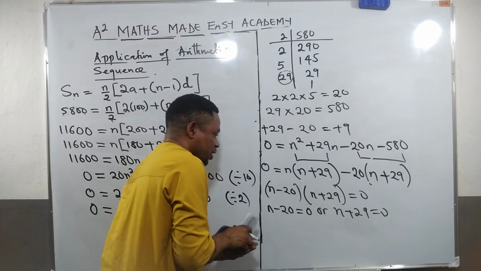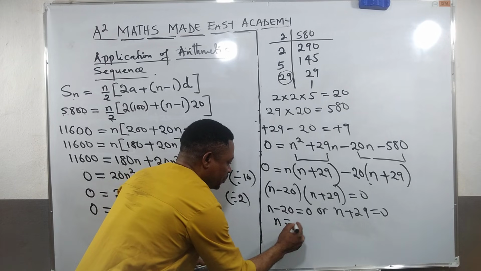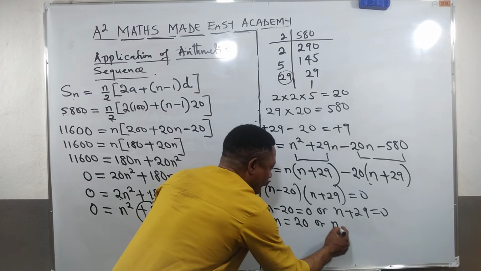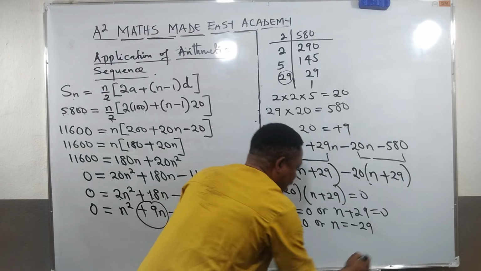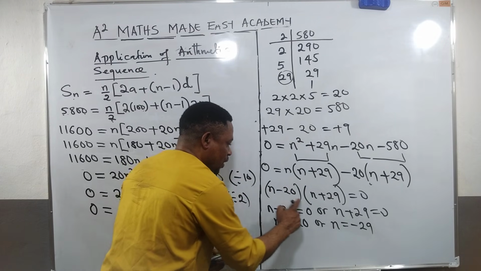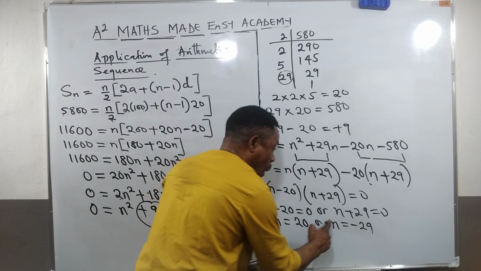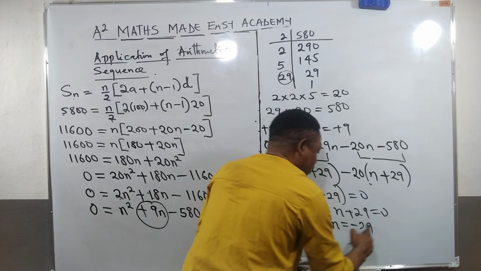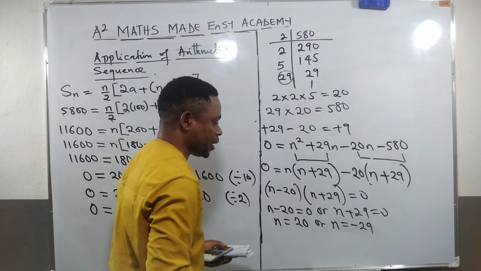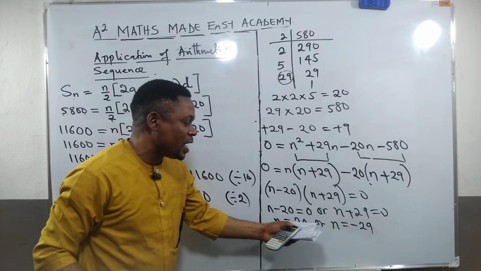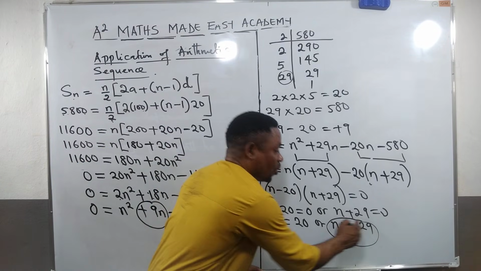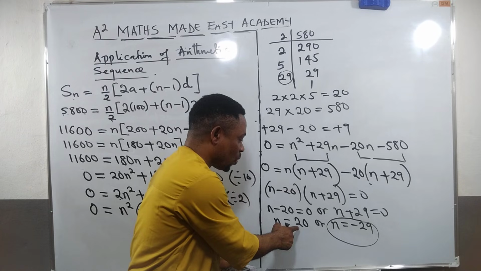0. Now watch this. Can I say that n should not be equal to 20, or n should not be equal to minus 29? Do you know why? If I take this minus 20 here, it will become 20, or if I take this plus 29 to the left, it will become what? Minus 29. Do you know that the number of years can never be negative? Can never be what? Negative. It is always what? Positive.